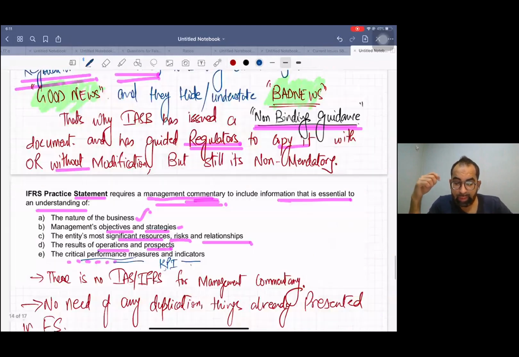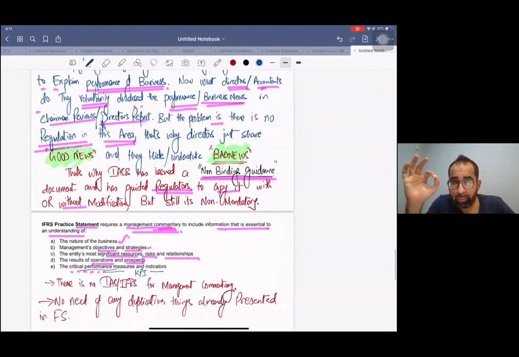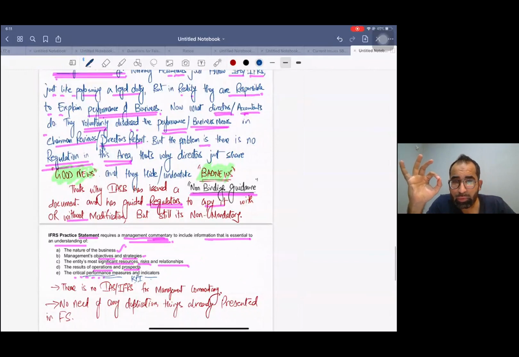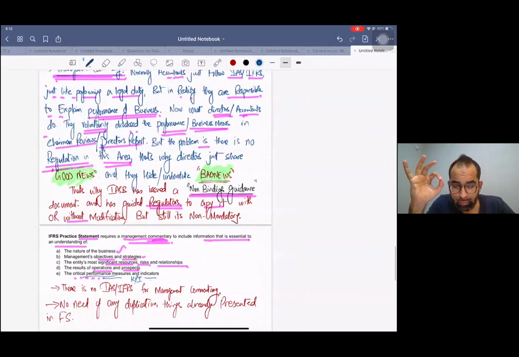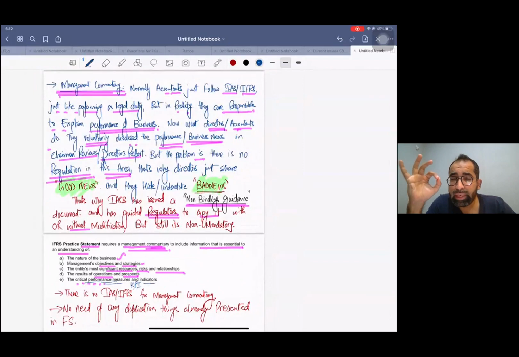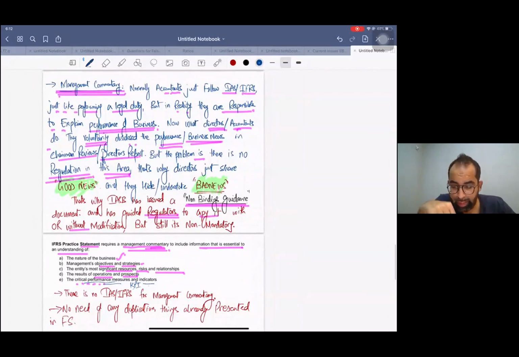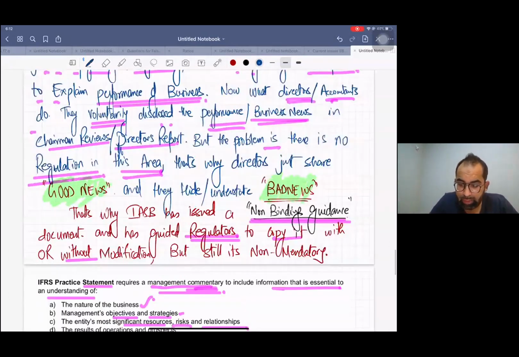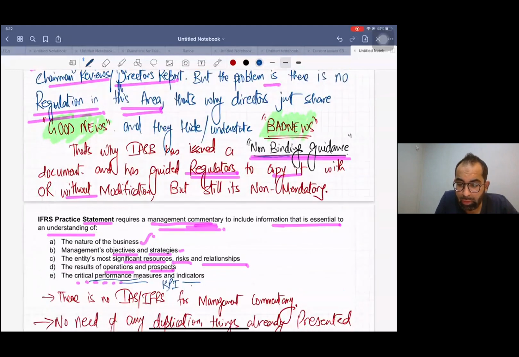Don't forget that this management commentary is a voluntary section, my dear student. This management commentary is a voluntary section. It's not mandatory. And whatever the IFRS board has issued, again, it's non-binding guidance. Read this word.